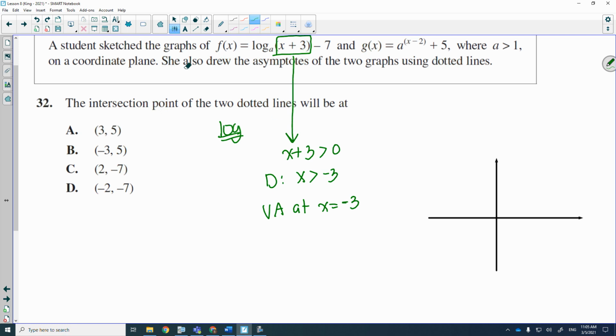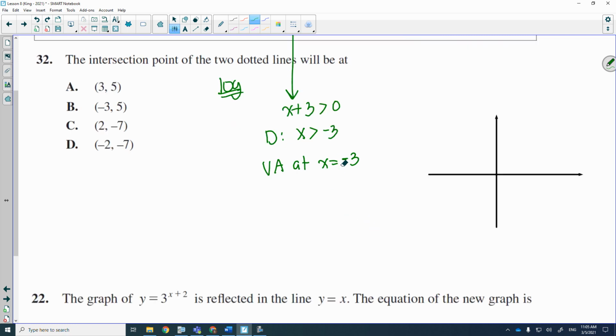What it says is she drew the asymptotes of the 2 graphs using dotted lines. So let's put this asymptote in. Go to negative 3. And if you have your ruler, draw yourself an asymptote. The equation of that asymptote would be x is equal to negative 3.